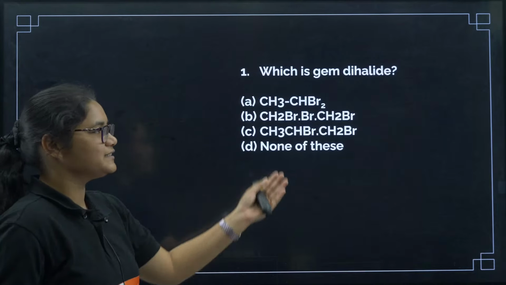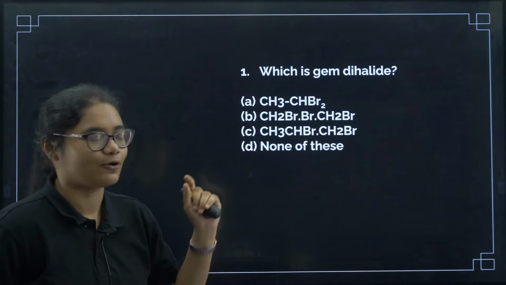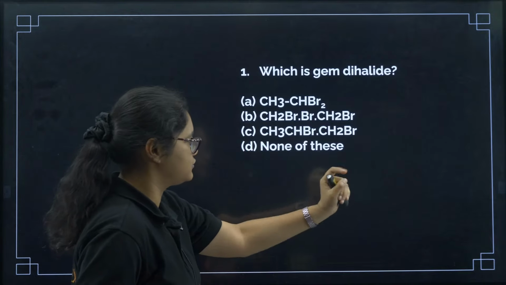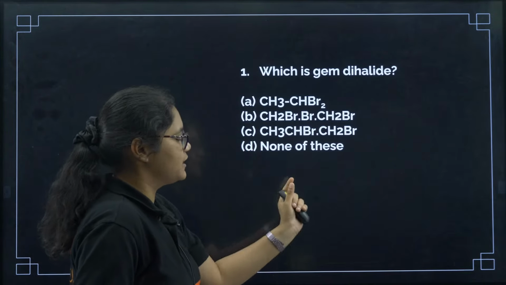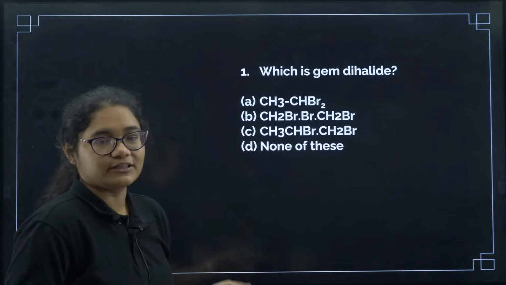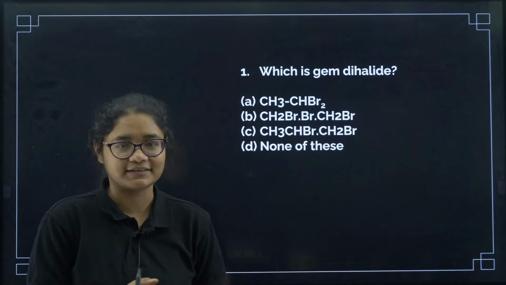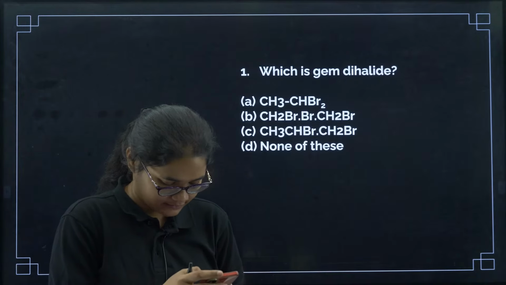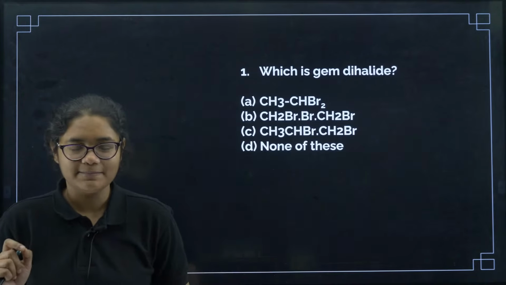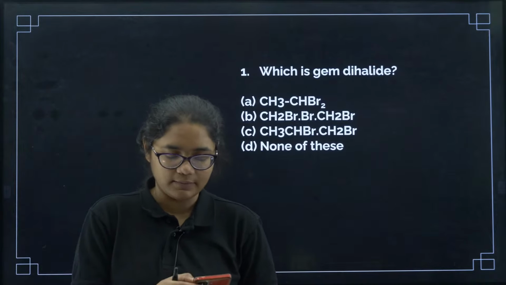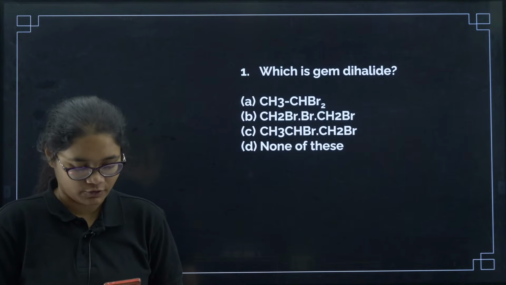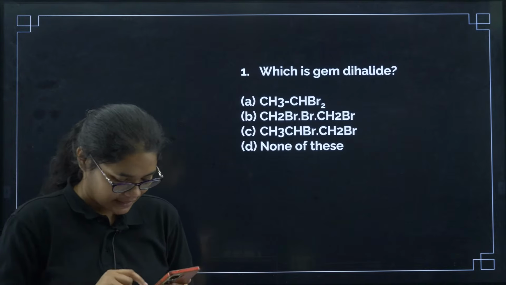Which is a gem dihalide out of these following options? CH3CHBr2, CH2BrBrCH2, CH2BrCH3, CHBrCH2Br, none of this. So yesterday while discussing the classification, I told you what is gem dihalides and what is vicinal dihalides, right? So you have to find out this one and guess which one is gem dihalide out of the four following options. Let's see who is answering first here.